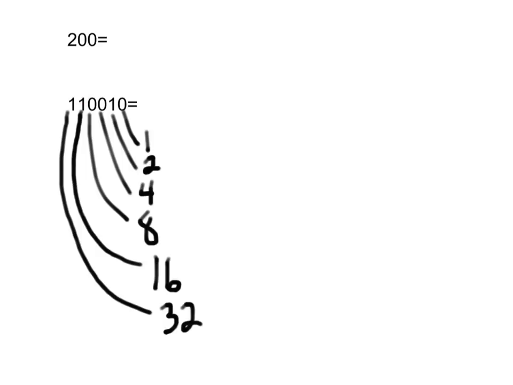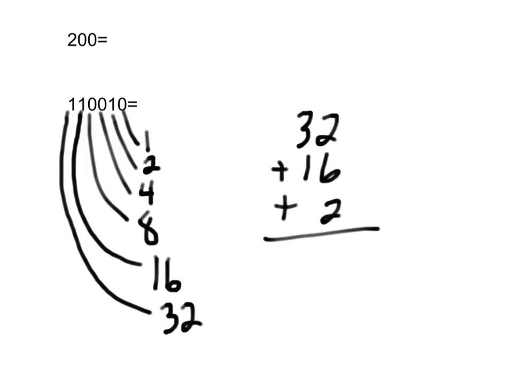So let's just go add those up. I've got a 32 plus a 16 plus a 2. And this is going to come out to be an even 50, it looks like. And that's it. That's all you got to do.